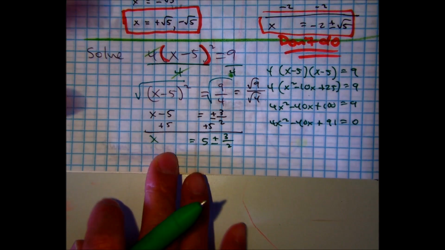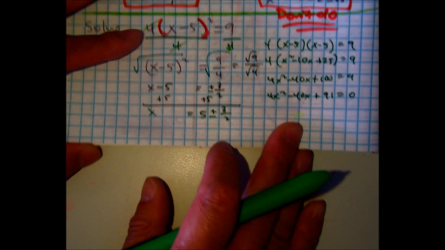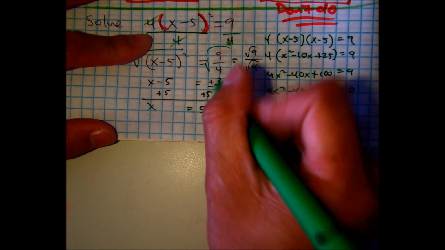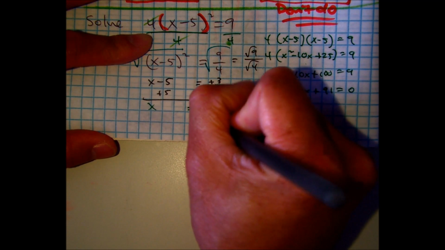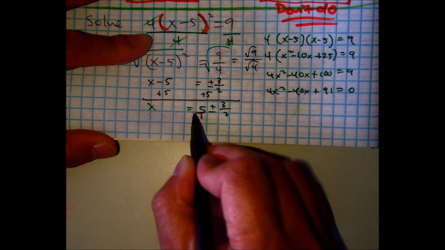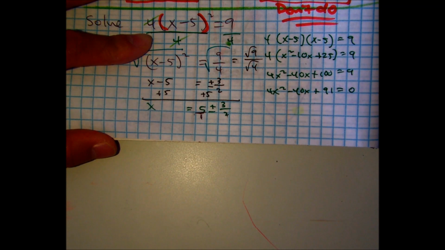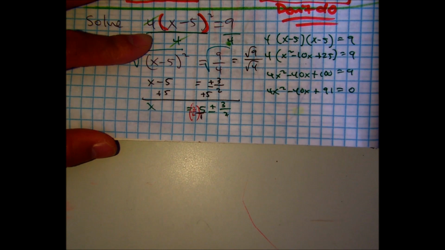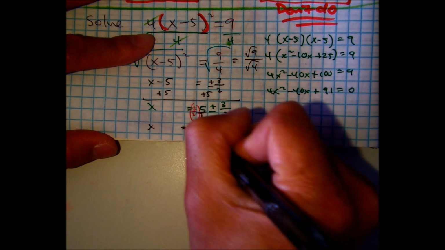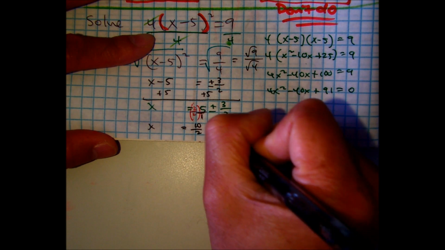Now if you wanted to clean this up, it doesn't look like a great answer because they're both constants, so we could just do a combined fraction. How do you make that one a fraction? 5 is 5/1. I want a denominator of 2, so I'm going to have to multiply this one by 2/2 to get an equivalent fraction. I now have x equals 10/2 plus or minus 3/2.